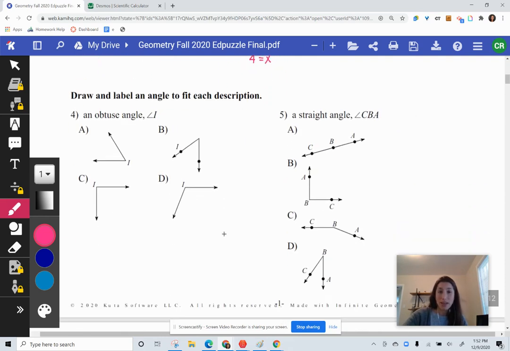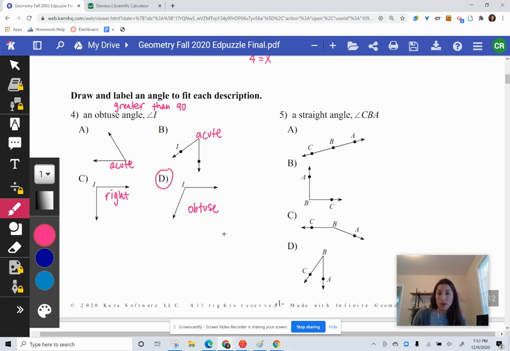Okay, now we're looking at our different angle types. So we want to have an angle that's obtuse here, and we want it to be called angle I. So remember, obtuse is greater than 90 degrees, but less than 180. So we are looking for, this one here is acute. So that's not the right type of angle. This is also an acute angle, less than 90. This is a right angle. So this would be our obtuse angle here. And it is labeled with the letter I and the vertex. So this would be question D.